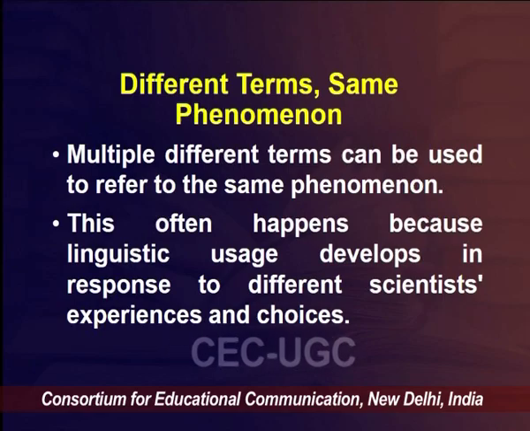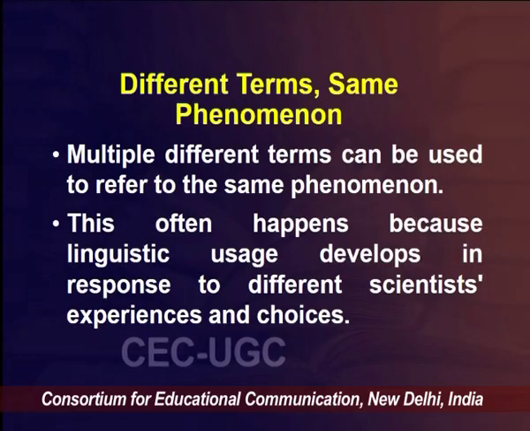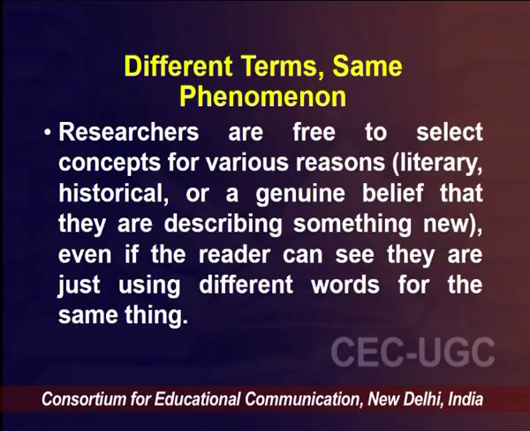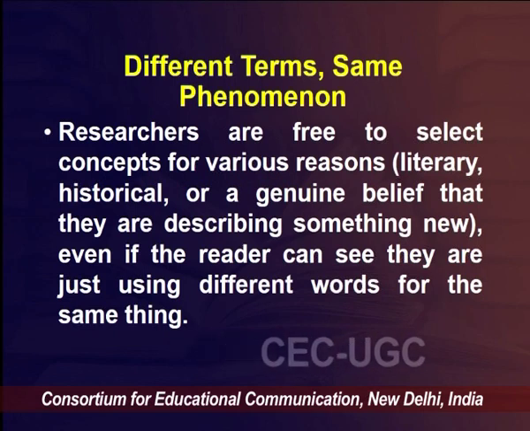Multiple terms can be used to refer to the same phenomena. This often happens because linguistic usage develops in response to different scientific experience and choice. Researchers are free to select concepts for various reasons, say literary, historical, or a genuine belief that they are describing something new. Every researcher works with the assumption that they are going to add to the existing knowledge and give something new, and therefore, even if the reader can see they are just using different words for the same thing.